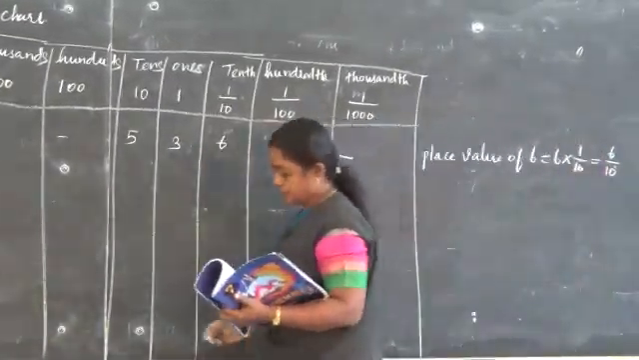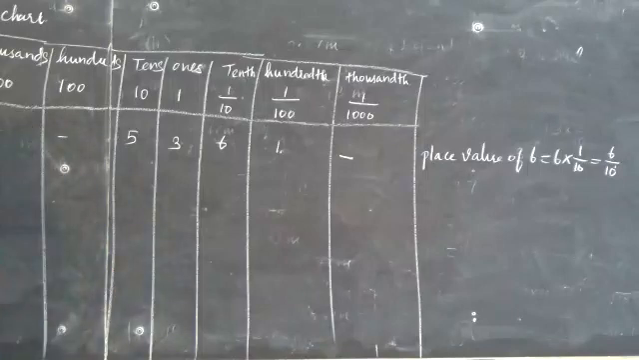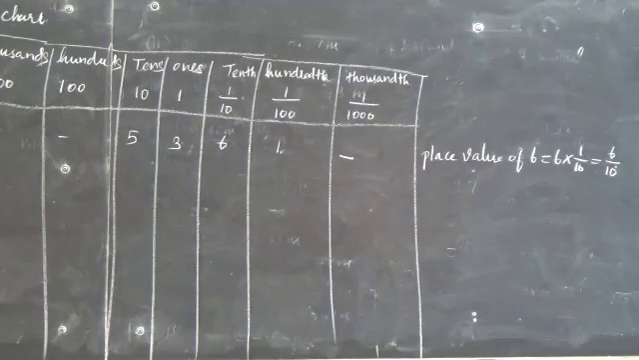Come to the second subdivision. What number is given to us? 263 point.